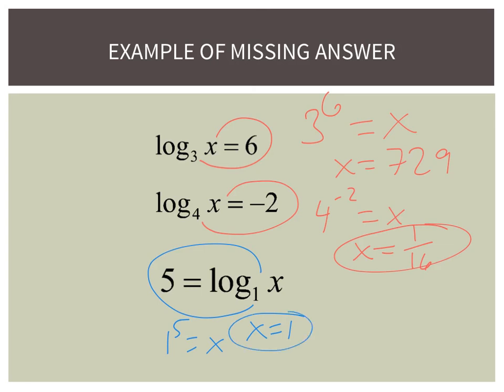But let's think about this for a second. If I plug 1 back in, log base 1 of 1, well, 1 to what power gives you 1? Well, 1 to the 0 does, 1 to the first does, 1 to the second, 1 to the third, 1 to the fourth, so on and so forth. So you can have like an infinite number of answers.